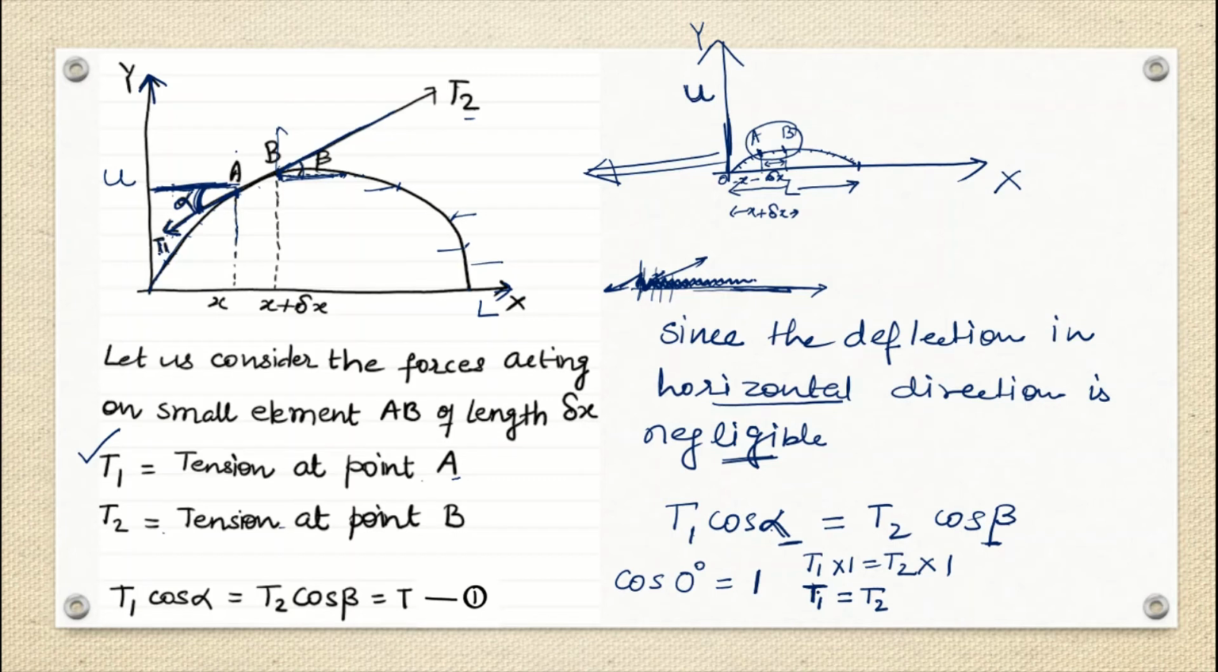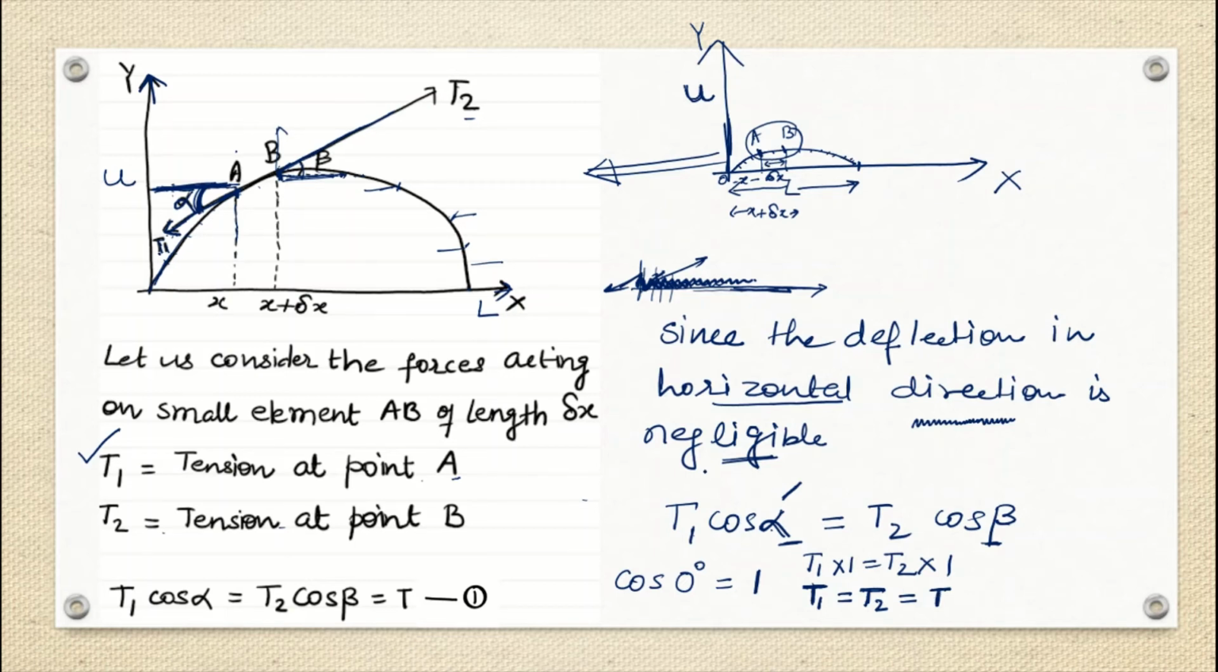That means the tension at point A is same as the tension at point B, and we'll just give the name T only. This is the reason we say that the tension in the string is same: because the slope is very small, and the smaller value of cos is nearly 1. So we'll say that the tension in the string is same.